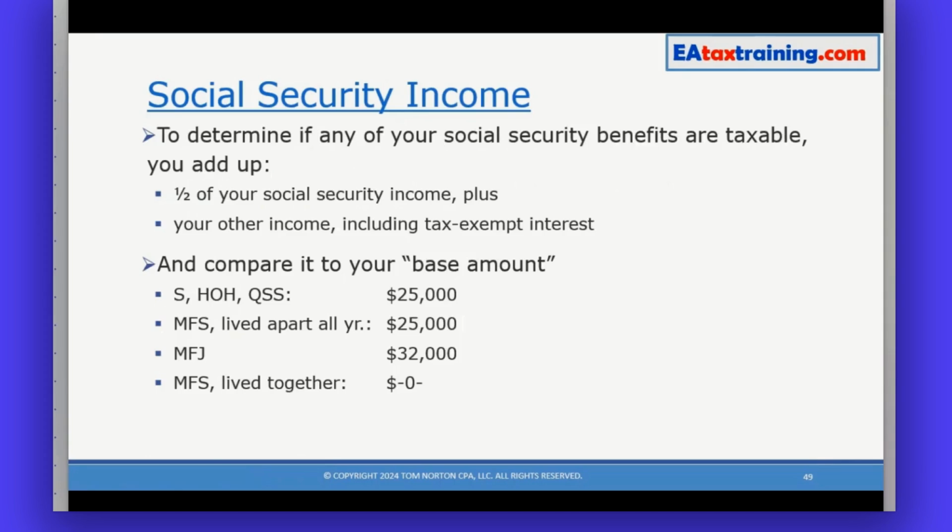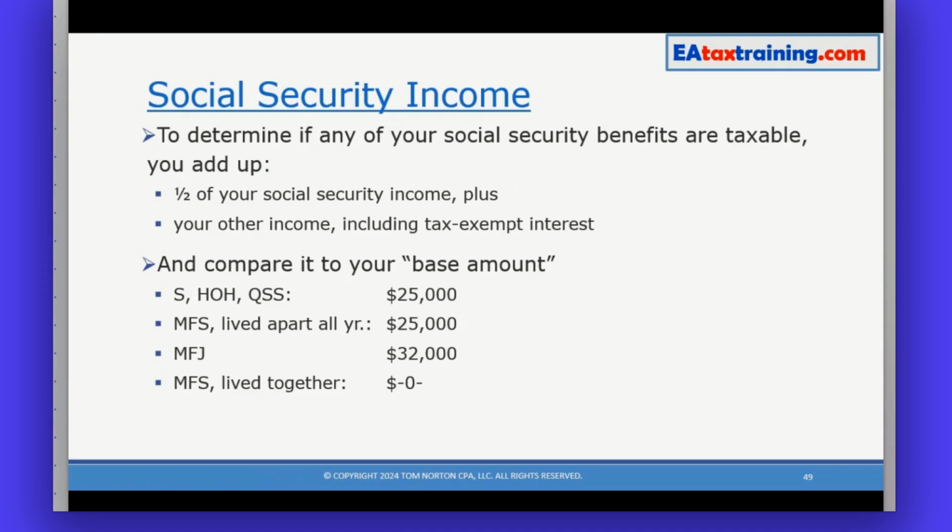To determine if any of your Social Security benefits are taxable, you add up 1/2 of your Social Security income plus all of your other income, including your tax-exempt interest. We will go through an example, but just remember this: you take half of your Social Security income and add to it all of your other income, including your tax-exempt interest. Then you compare that to your base amount.